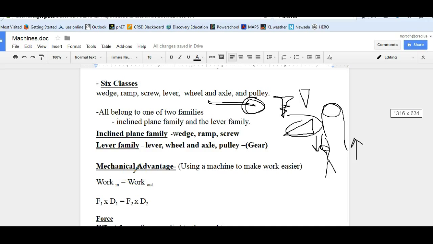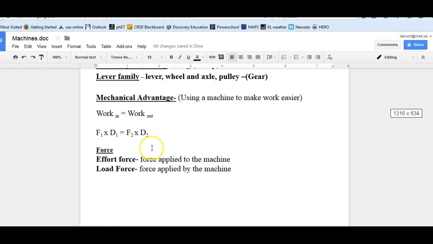Now the important part I want you to get from all of this is something called mechanical advantage, and that's where you use a machine to make work easier. Mechanical advantage is the idea that whatever work you put into something is the amount of work you get out. Now we're going to talk later about efficiency. You can never get 100% of the work out that you put in, but you can use this idea to decrease the force you need to put in or increase the force out. Okay, so let's keep going.